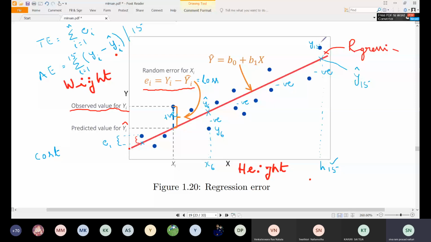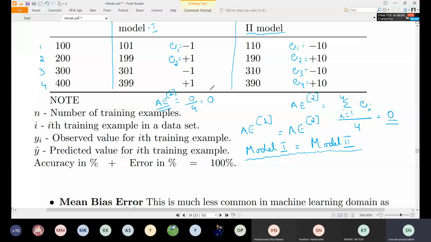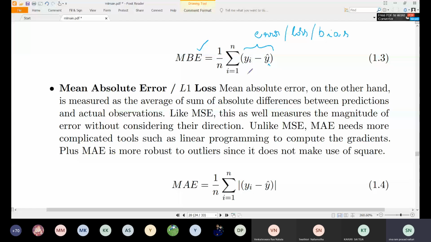So when you add all these errors, it may happen that these errors will cancel each other and the net sum is 0. That is the reason why you cannot distinguish these two models, because these two models give rise to zero mean bias error. So how do you overcome this? When you add positive and negative values, there may be a possibility of getting a net sum of 0. So how do you overcome that? Don't consider the sign of the error, whether it is positive or negative, error is error.